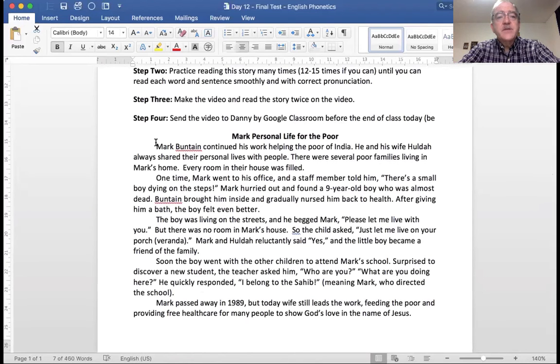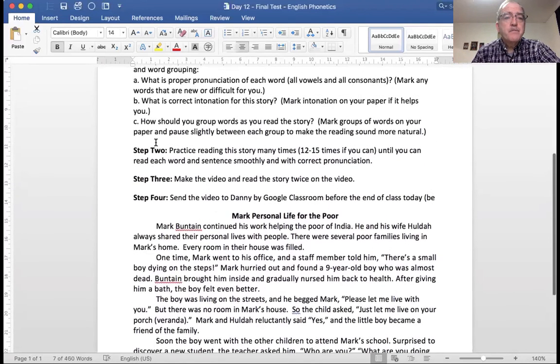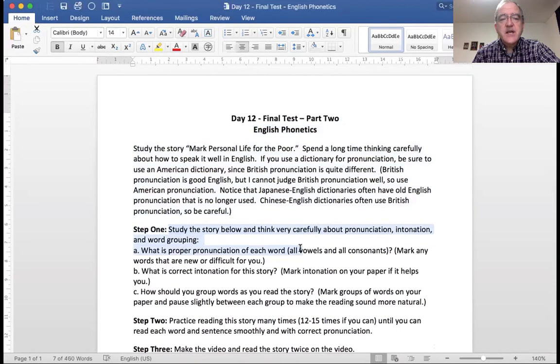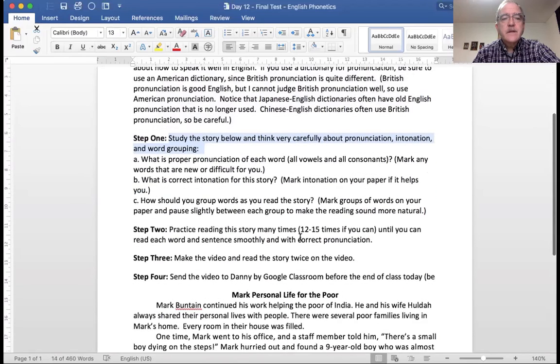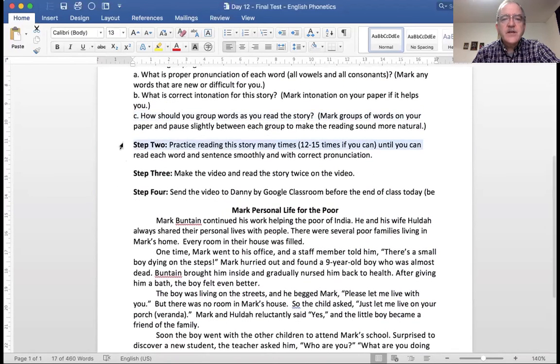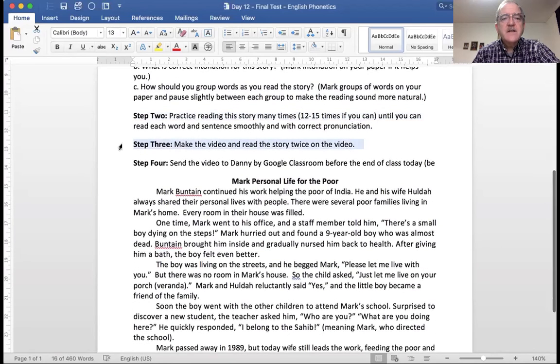All right, you can read it to me. So let's read this. Step 1. Study the story below and think very carefully about pronunciation, intonation, and word grouping. Okay, think carefully. Don't just read this really fast to me. Take time, study it. Proper pronunciation for each word, proper intonation for the story, grouping the words in a natural way. Step 2, practice reading this story many times until you're very fluent and you're correct in your pronunciation. Step 3, make the video and read the story twice on the video.